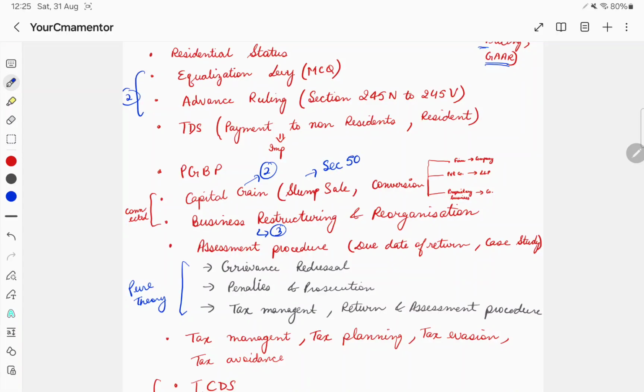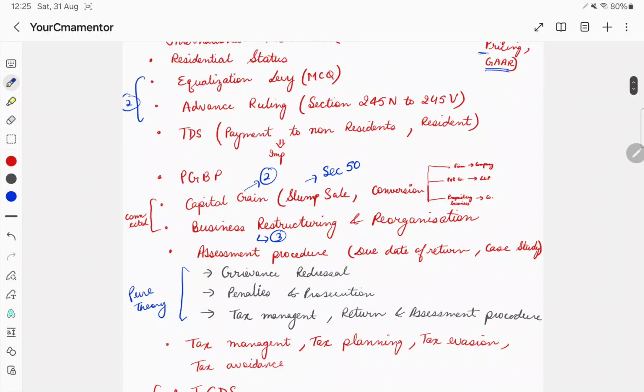Then go with the conversion topics, that is how to convert a firm to a company, what the conditions are, private company to LLP, proprietorship business to company, what the process for conversion is, and what the limits are that you need to learn. Okay. Then business restructuring and reorganization is a theoretical chapter. It is an easygoing chapter. You can go with it, just go to a random video on YouTube.